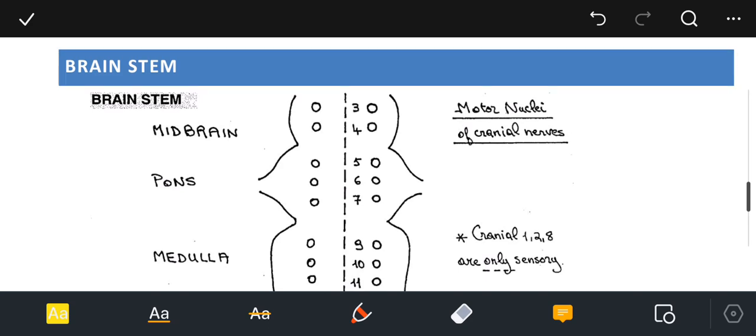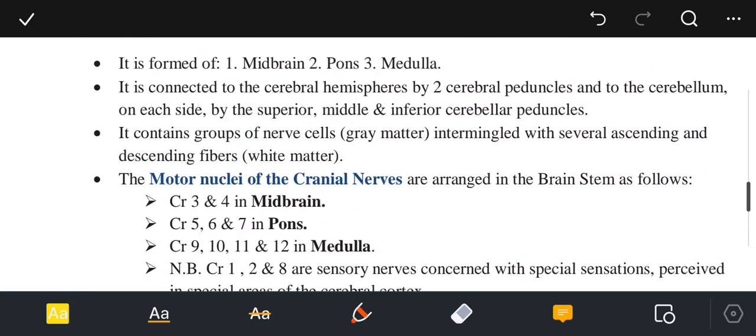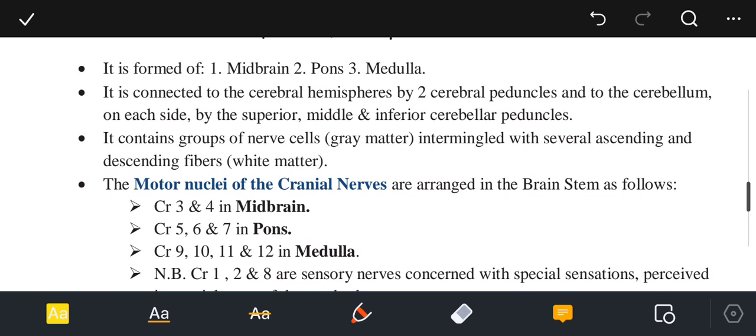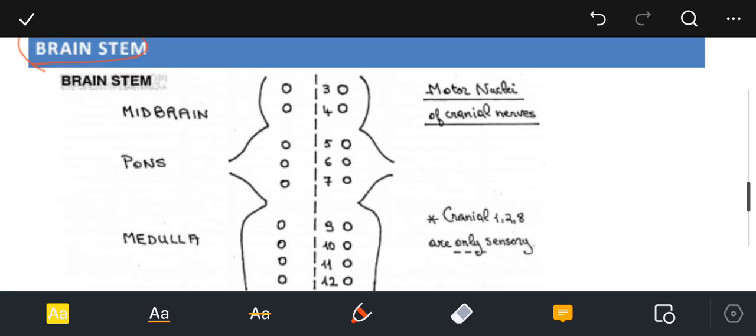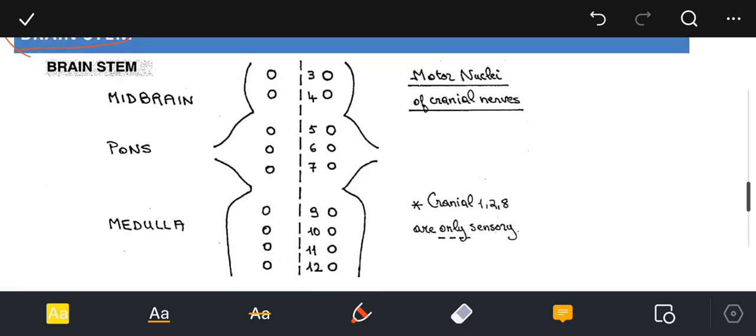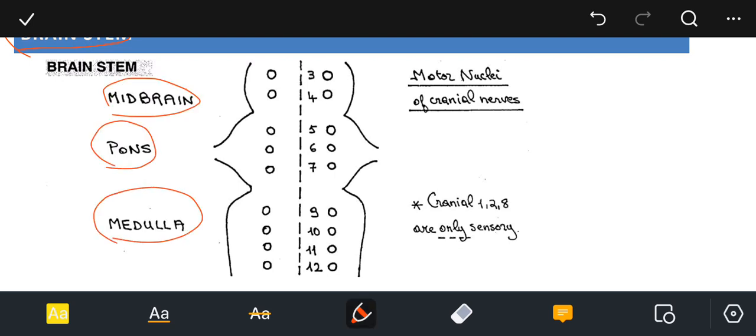The next point is about the brain stem. This is a very important diagram, and there is something called the rule of 3, I guess, I'm not sure, the rule of 4 or maybe 3, we'll see that later on, but this picture is very important. This picture states that this is the midbrain, then we have the pons, and then we have the medulla. In the midbrain, the two cranial nerves that are going to exit the brain are the third and fourth cranial nerve, that are the oculomotor nerve and the trochlear nerve.